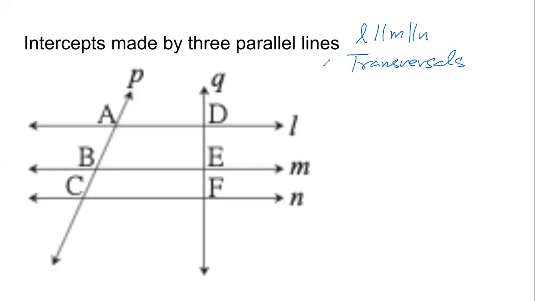Transversals. And together they give rise to something called intercepts. Intercepts are parts of the transversals that are between the parallel lines. So the intercepts here are AB, BC. There are two more intercepts. Can you identify the other two intercepts?